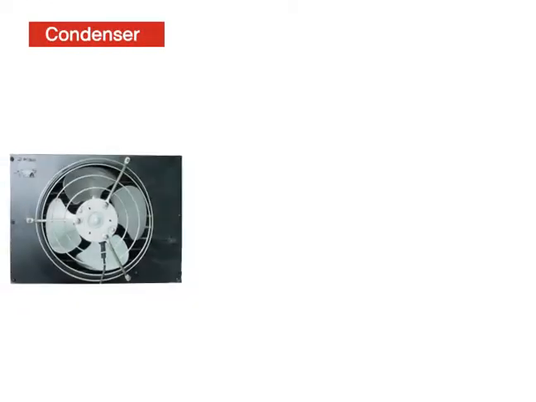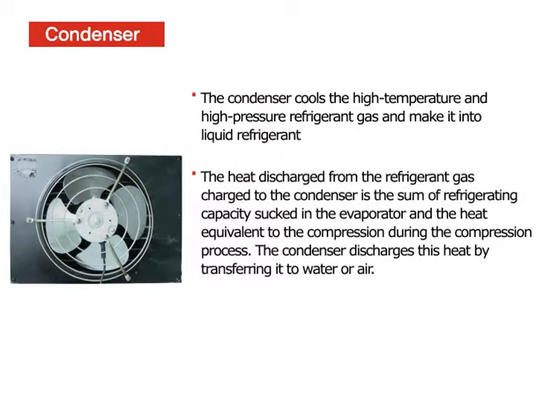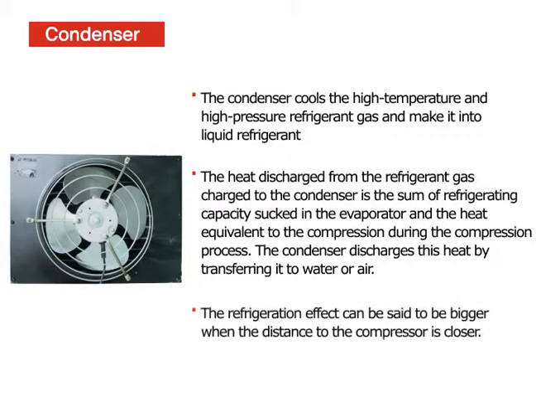Now I will explain about the condenser. The condenser cools the high temperature and high pressure refrigerant gas and makes it into liquid refrigerant. The heat discharged from the refrigerant gas charged to the condenser is the sum of refrigerating capacity sucked in the evaporator and the heat equivalent to the compression during the compression process. The condenser discharges this heat by transferring it to water or air. The refrigeration effect can be said to be bigger when the distance to the compressor is closer.